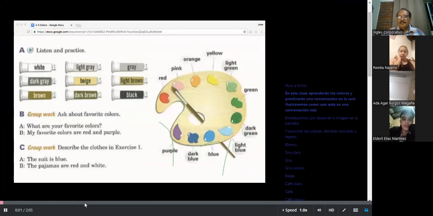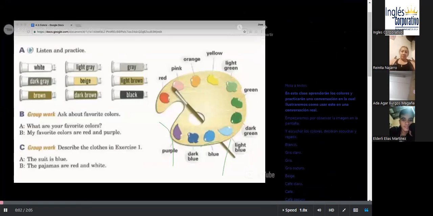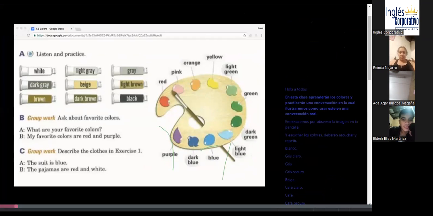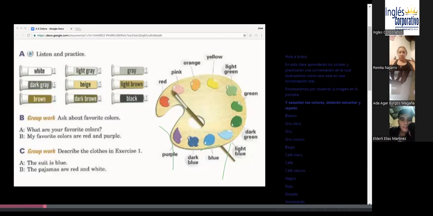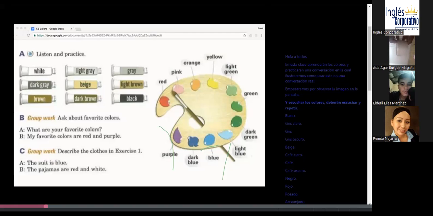Hi everyone. In this class, you'll learn the colors and you will practice a conversation which illustrates how this topic is used in a real conversation. Let's start by looking at the image on the screen and listening to the colors. You should listen and repeat.